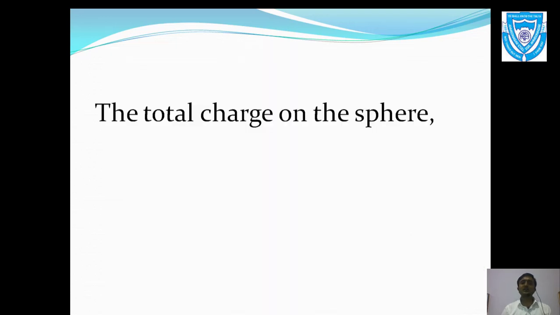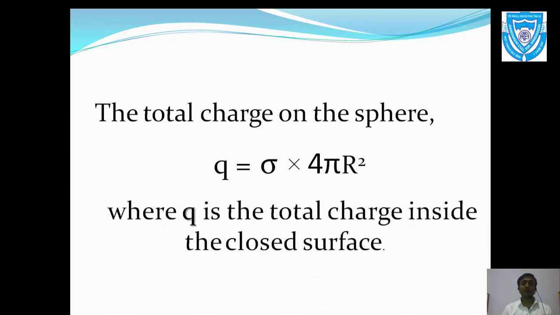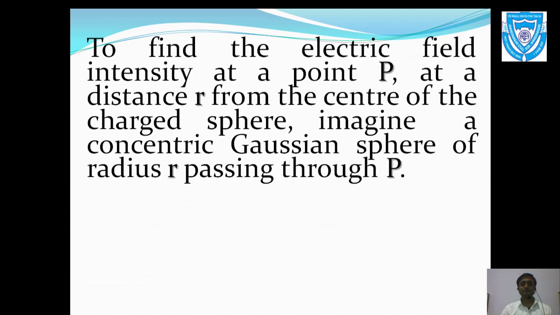The total charge on the sphere will be Q is equal to sigma cross 4 pi r square, where sigma is the charge distribution and the surface area of a sphere is 4 pi r square. Therefore, we can say that the total charge is equal to sigma into 4 pi r square, where Q is the total charge inside the closed surface. This is the detailed explanation of the diagram.